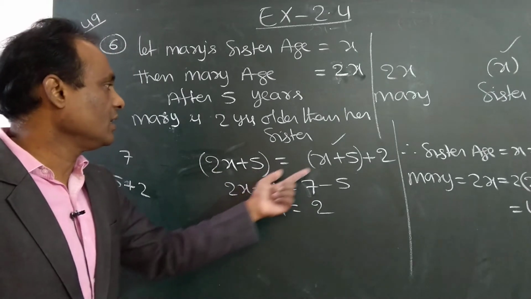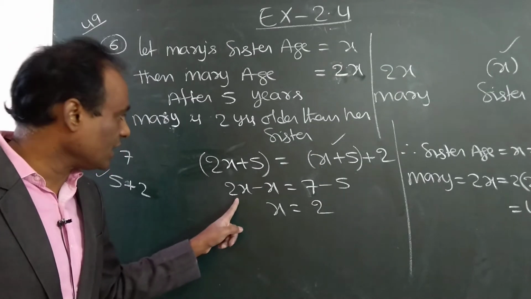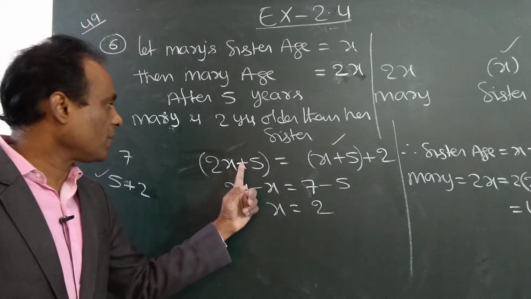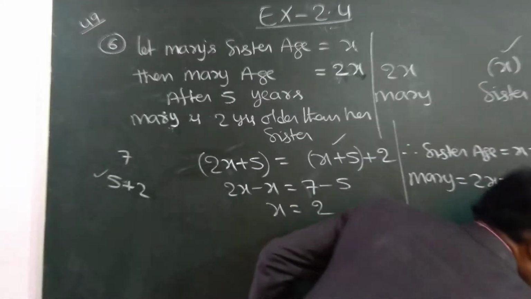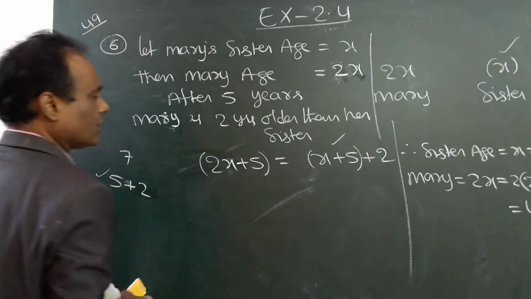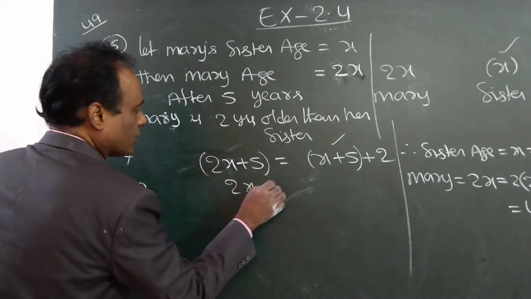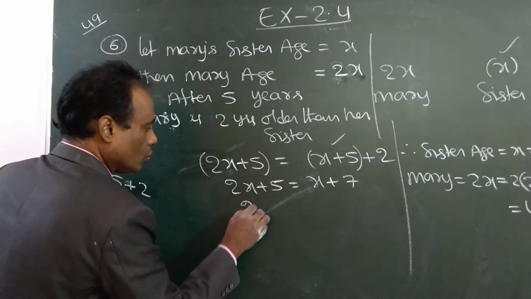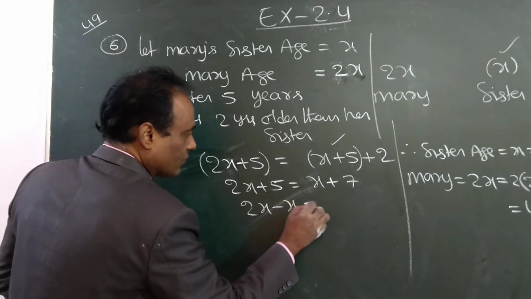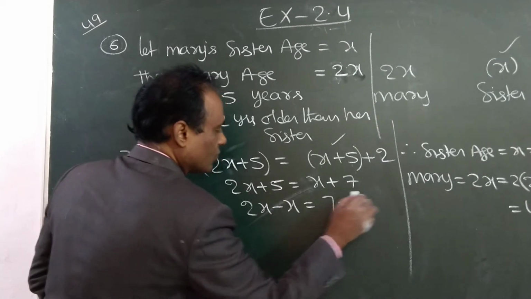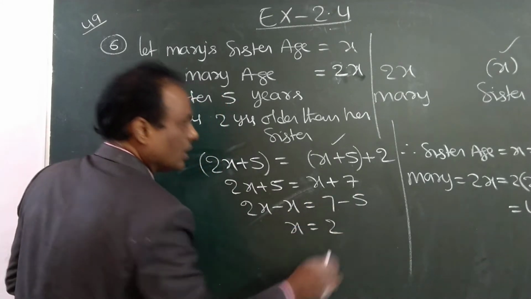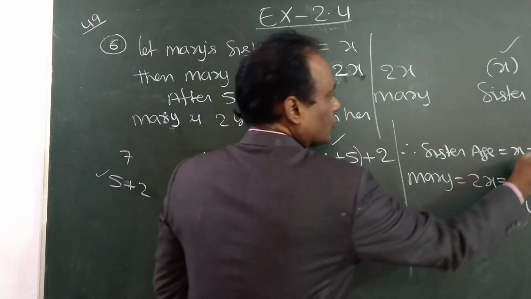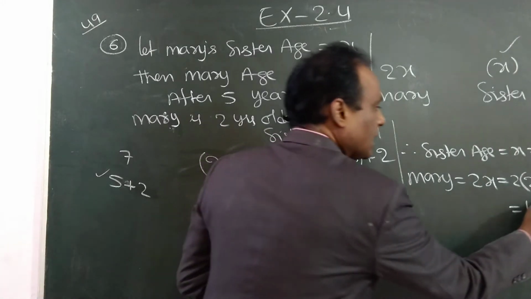So 2x plus 5 and this is 2x is here. x is taken to the left side, minus x. Plus x this side minus x. And plus 5 right side minus 5. Or I will write one more step in between like this. See here, I am opening the brackets. 2x plus 5 is equal to x plus 5 plus 2 is 7. So 2x plus x this side minus x. 7 plus 5 that side minus 5. 2x minus x is equal to 2. x is 2 and 2x means 2 into 2, 4. So sister is 2 years old. Mary is 4 years old.